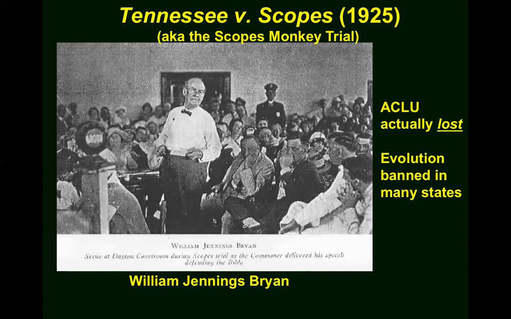William Jennings Bryan himself died a few days after the trial. He'd been an old man and not very healthy. But legally speaking, the ACLU actually lost. John Scopes was convicted. It was overturned on appeal on a technicality. The fine should have been $50 instead of $100. So Clarence Darrow technically won the case, but the law banning evolution wasn't overturned. And bans on evolution actually remained in many, many US states.